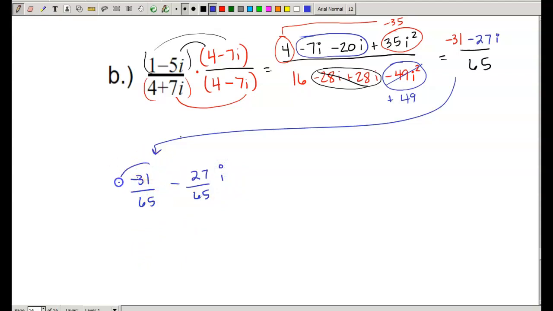If you ever get into a situation where you can then reduce these fractions even further, then of course you can reduce those fractions and put it into reduced form.